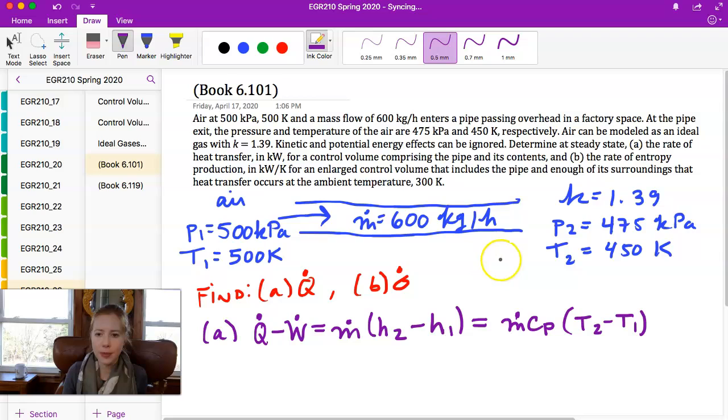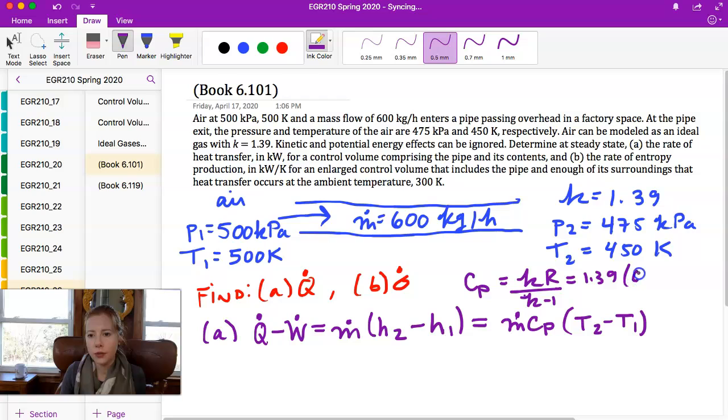And that we can find Cp. So Cp is equal to K times the gas constant for air divided by K minus 1. And so this is going to be 1.39 times 0.287 kilojoules per kilogram Kelvin divided by 0.39. Okay, K minus 1. And so now let's plug this in.